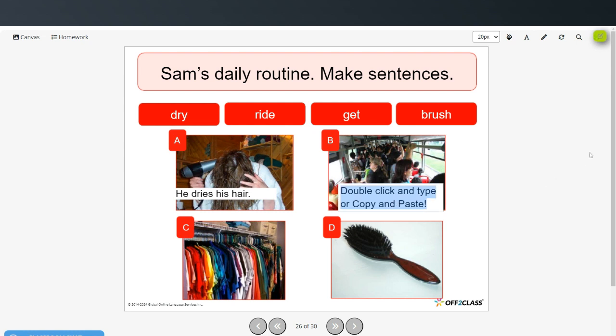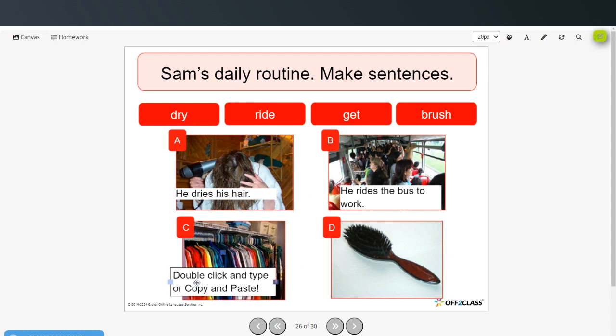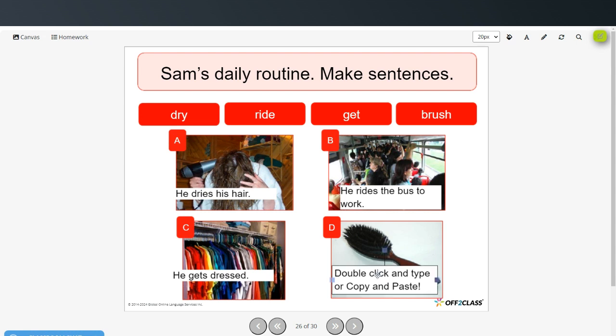He rides the bus. He gets dressed. And he brushes his hair.